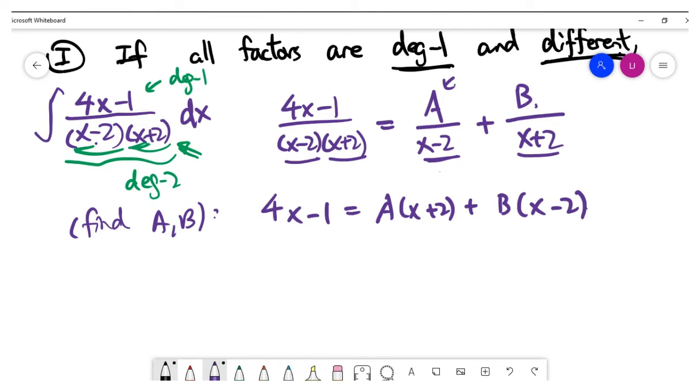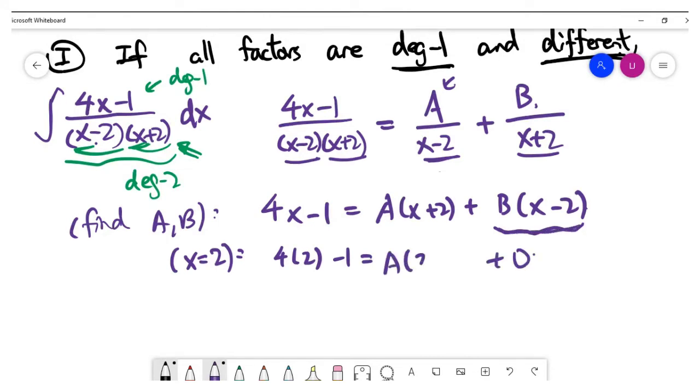And to solve for A and B, we probably can make some clever choices of x. For example, if I choose x equals 2, I hope you can see what's happening if x is 2. The second term is 0, right? So we don't have to care about the second term. In that case, we can solve for A. So let's see. The left-hand side is 4 times 2 minus 1, which is 7. The right-hand side, this term is 0. And we can solve for A. I think x is 2.